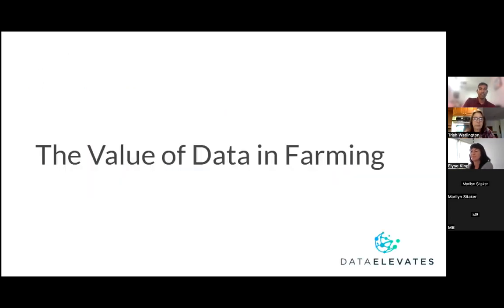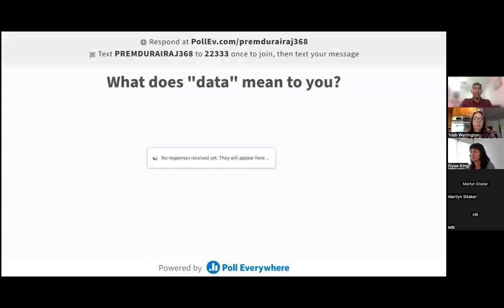So the value of data in farming. I wanted to do, there's 3 polls in this. I think it's useful to just get a sense from people on this. Actually, with 10 people, maybe we could just talk this through, because I think we can do it through talking. Does anyone have thoughts on what data means to them? If you had to have a definition for data, what would it mean to you?